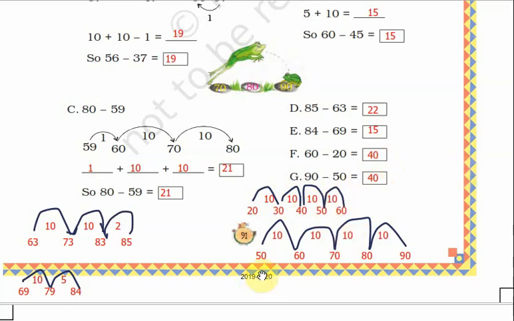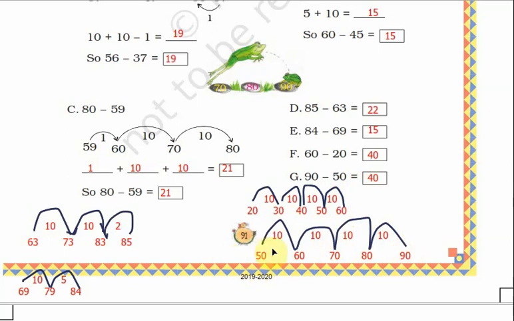Okay. Now next is 90 minus 50. How much is 90 minus 50? Start from 50. Make a jump of 10, reach 60. Again a jump of 10, we will reach 70. From there again a jump of 10, we will reach 80. And from there again a jump of 10, we will reach 90.